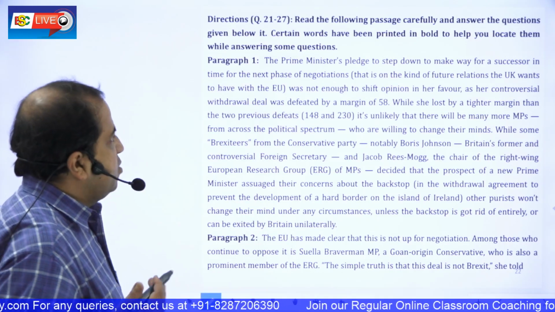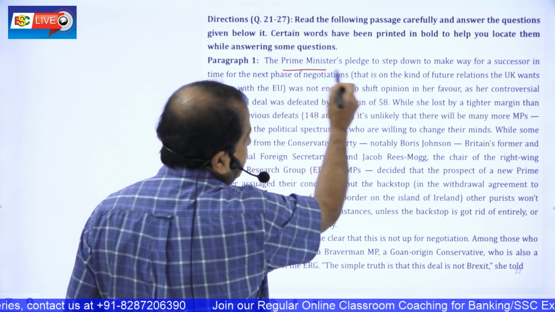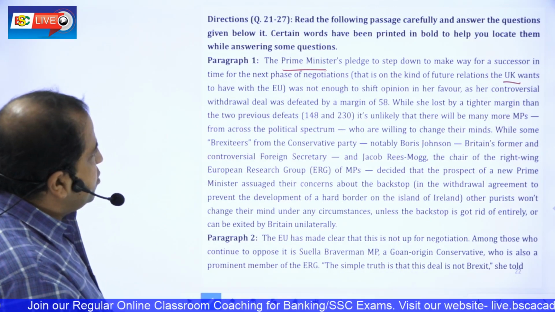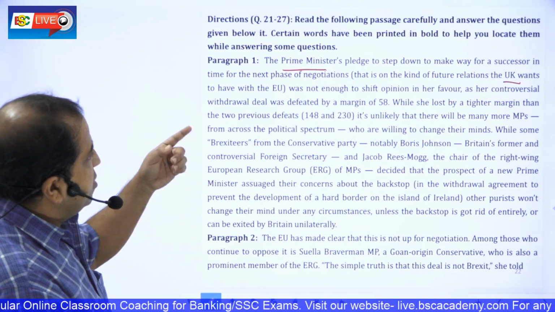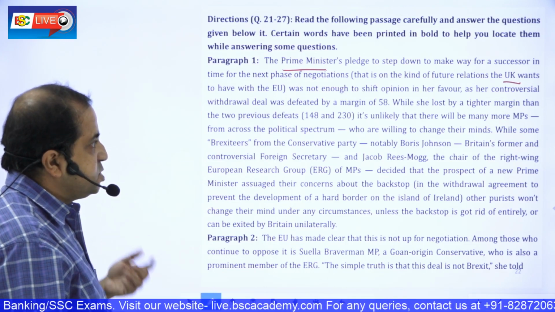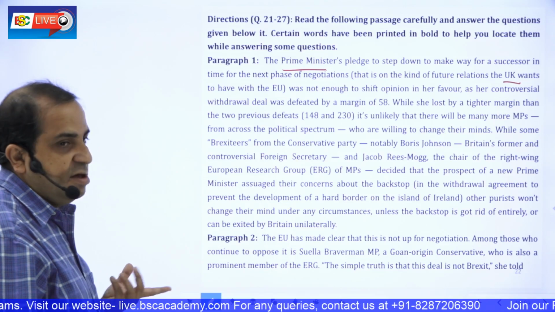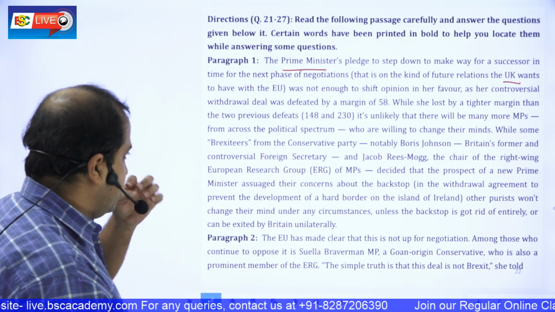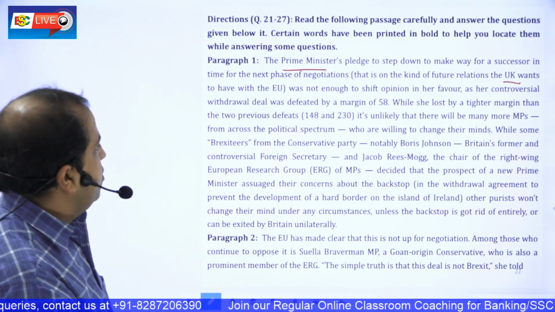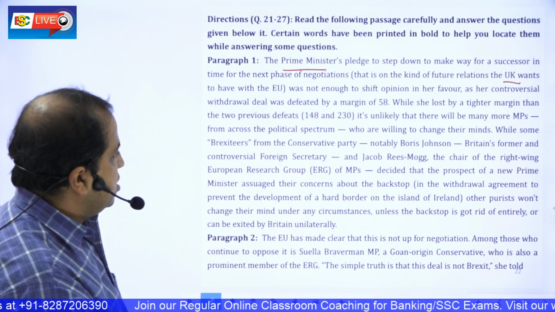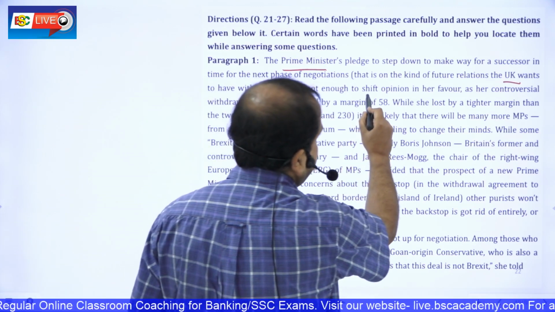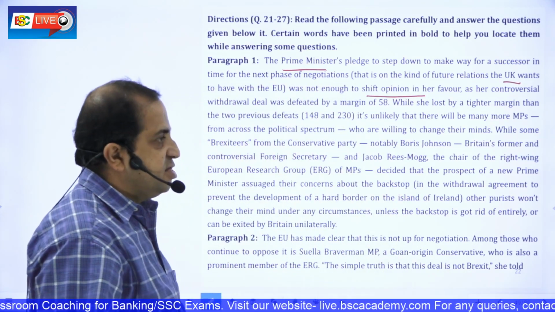So we are talking about which Prime Minister? The UK Prime Minister. The Prime Minister's pledge to step down to make way for a successor in time for the next phase of negotiations was not enough to shift opinion in her favor. Her, meaning Theresa May. We are talking about Theresa May. So Theresa May said that I'll step down to make way for a successor. Now she tried by saying this that perhaps she would shift opinion in her favor, but this was not enough. That much did not work.